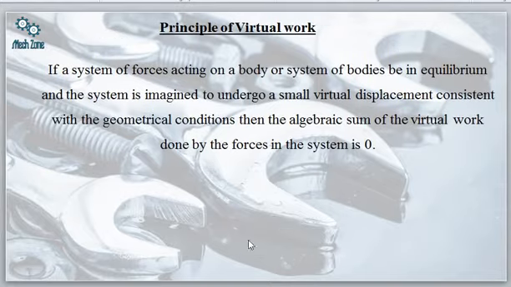Now we come to the principle of virtual work, and the principle of virtual work simply states that if a system of forces is acting on a body or a system of bodies to be in equilibrium, and the system is imagined to go a small virtual displacement consistent with the geometrical conditions, then the algebraic sum of the virtual work done by the forces in the system is 0. And we know that work is equals to force into displacement. So if there is any virtual displacement, then the work associated with that would be simply 0. The summation of the virtual works done by the forces in the system would be simply 0. This is all about the principle of virtual work.